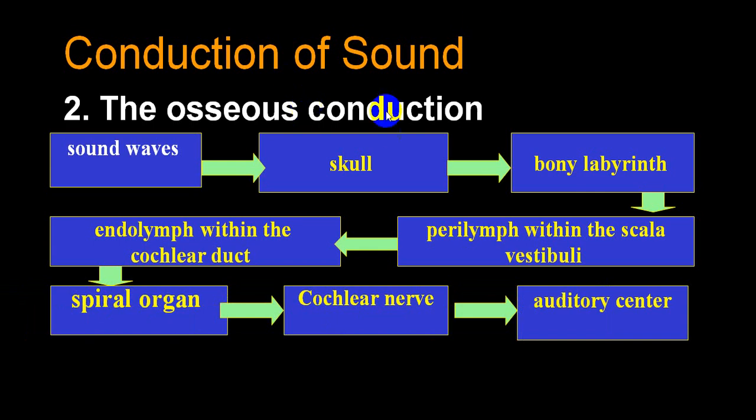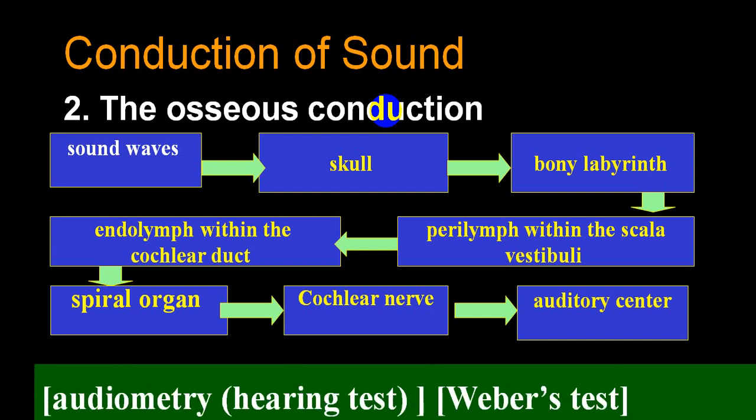So here the middle ear part, that is tympanic membrane, malleus, incus and stapes, and the movement of the foot process of the stapes bone is bypassed, and directly there is a stimulation of the bony labyrinth that will stimulate the perilymph, endolymph, spiral organ, and then the cochlear nerve will transmit the impulse to the auditory center. This is called bone conduction, and that we test while doing a Weber's test.